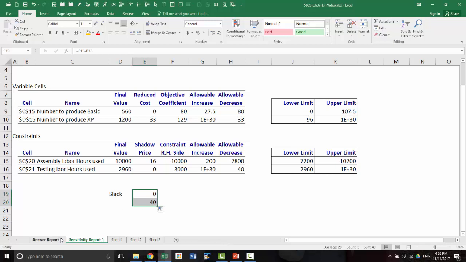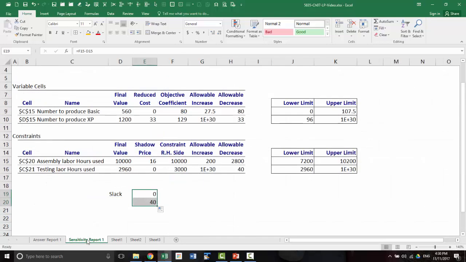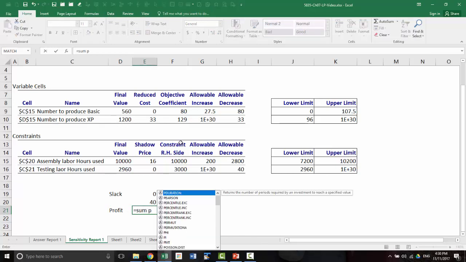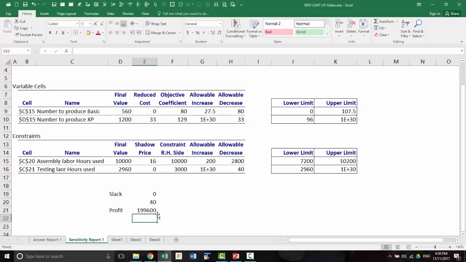And similarly, for net profit, you don't have to go to the answer report or even to the model. You can find it from here. Profit is the final value and the objective function coefficient. So if you take the product of that and that, you'll get the profit.